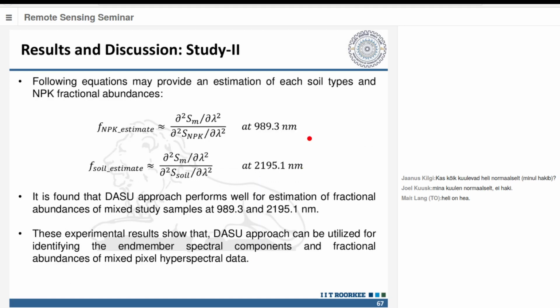So as per the conclusion, I have chosen two wavelength regions. Using the second derivative values of any mixed sample, a sample mixed with NPK compost, or mixed with the soil sample, at this wavelength region, we can easily estimate the fractional abundance values of NPK mixed with soil, or soil sample mixed with NPK.